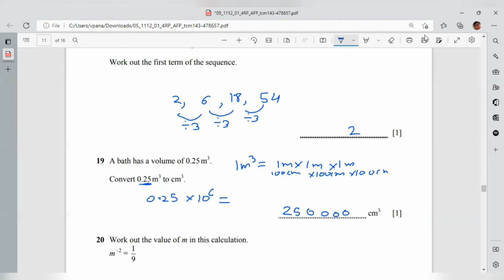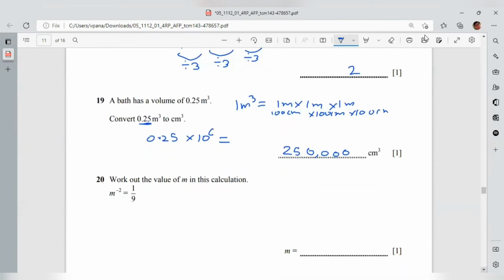We get this as 250,000 centimeter cube. Got it? So the decimal was here. It goes 6 places. So 1, 2, 3, 4, 5, 6 digits. So it is 250,000 centimeter cube. Understood this conversion? Question number 20.